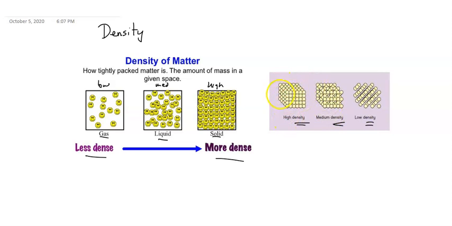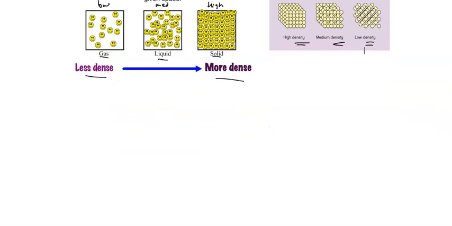And so here we see something with high density, very crowded, medium density as there's less particles in the same space, three dimensions, length, width, and height. And here we see something with low density where there's even less particles. So the formula for density is D is equal to M divided by V.